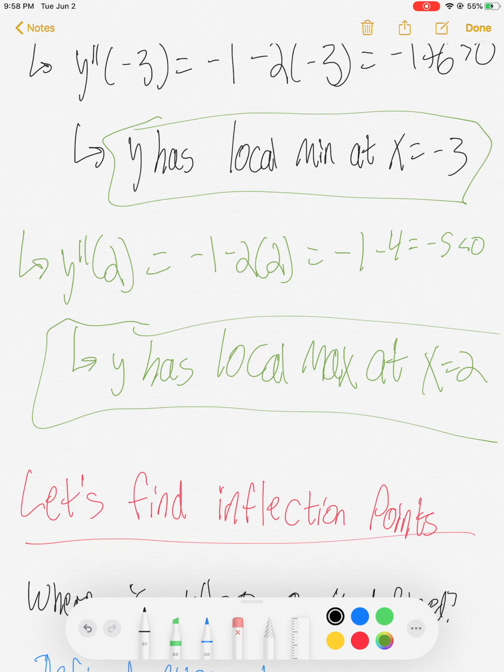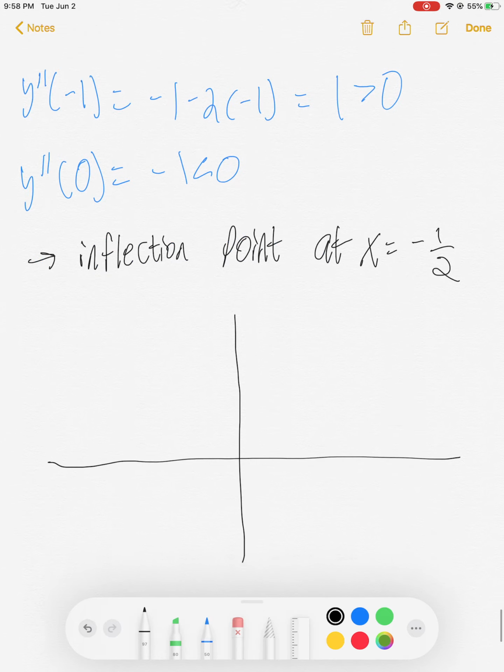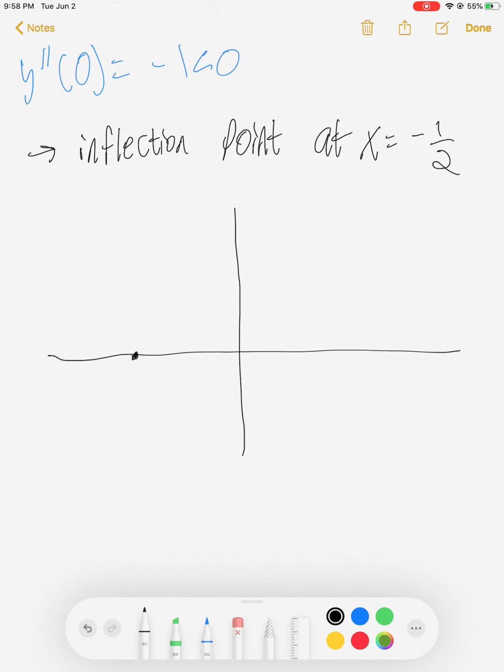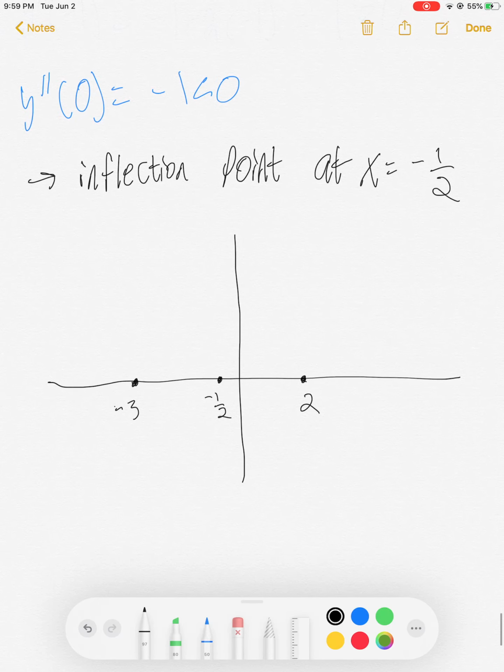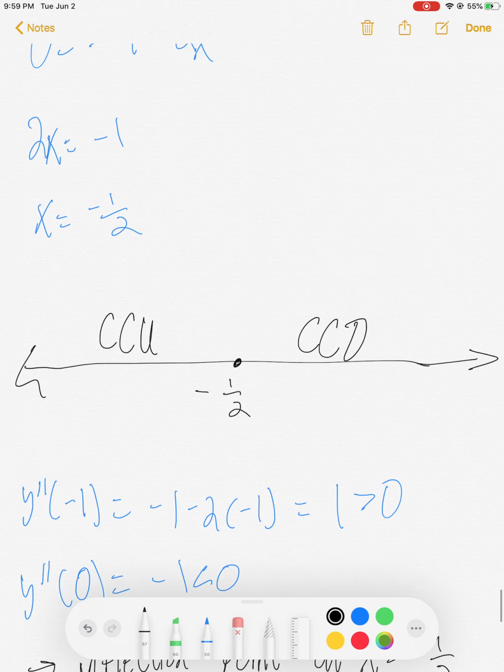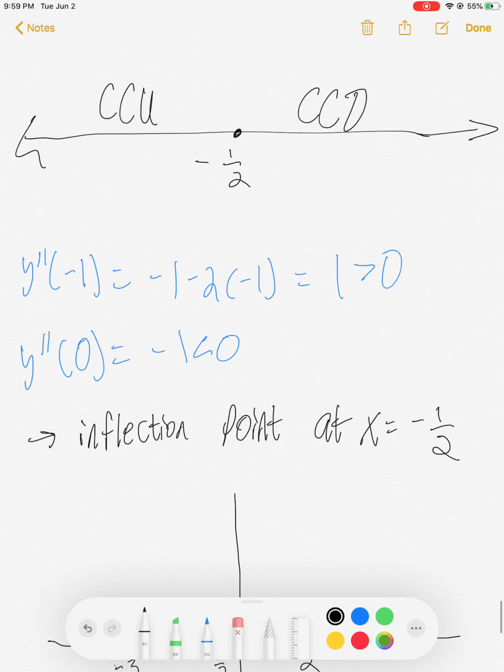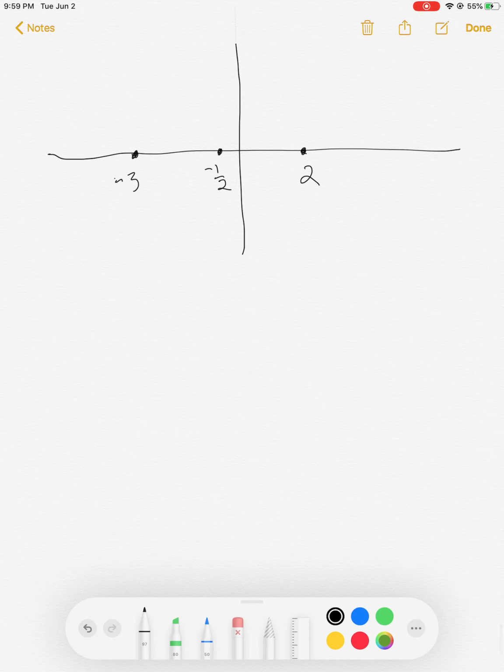So let's go ahead and start to sketch our graph. Again, we only have so much information, but we can get the most out of that information. So the important x values I want to label are x equals -3, x equals 2, and x equals -1/2. So we have -3 here, throw -1/2 in there, and then 2 is like here-ish, if we're trying our best to be to scale.